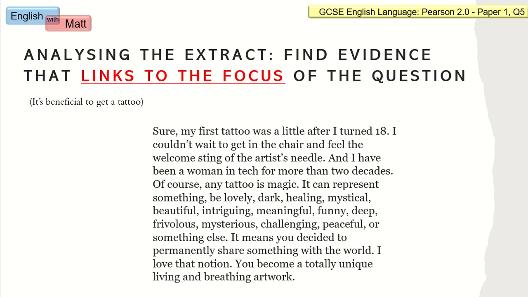Okay, so I'm going to pause this video now for you to find 3 bits of evidence that prove that it's beneficial to get a tattoo. If you don't want to pause it, I can give the answers to you straight away.